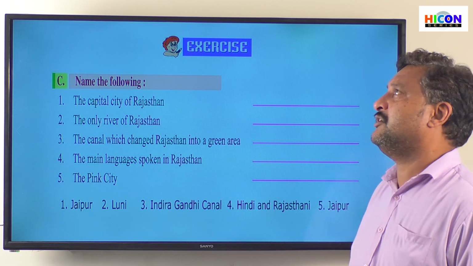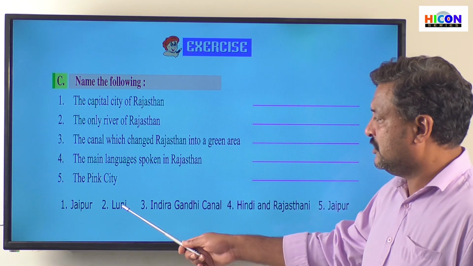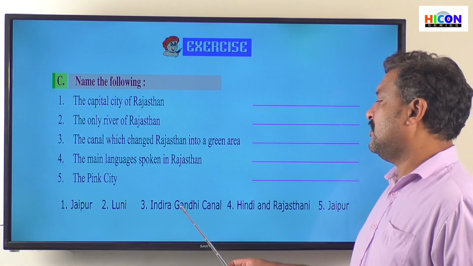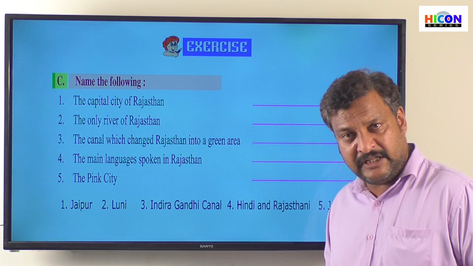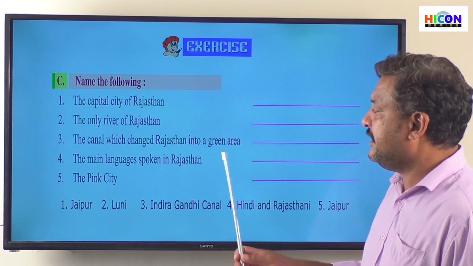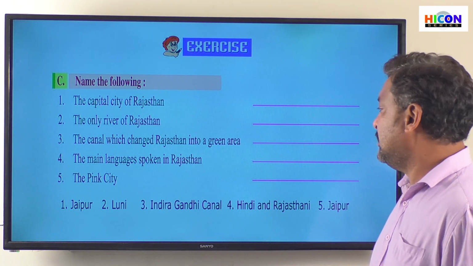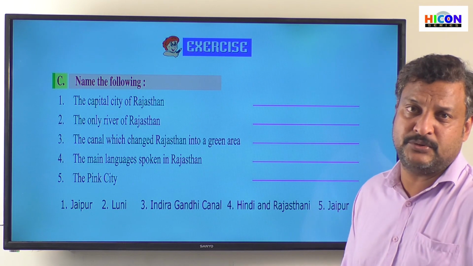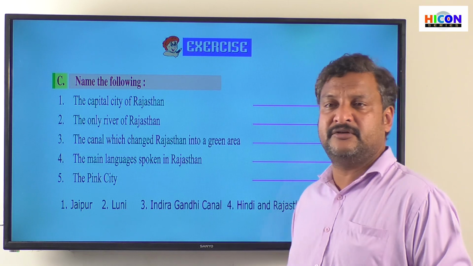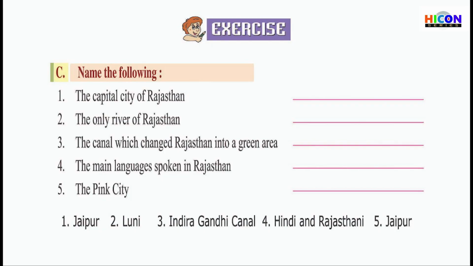The capital city of Rajasthan is Jaipur. The only river of Rajasthan is Luni. The canal which changed Rajasthan into a green area is called the Indira Gandhi Canal. The same canal is also known as the Rajasthan Canal. The main languages spoken in Rajasthan are Hindi and Rajasthani. The pink city is Jaipur. Right? So now I will keep the screen the same for another minute for you so that you can read it once. Right?